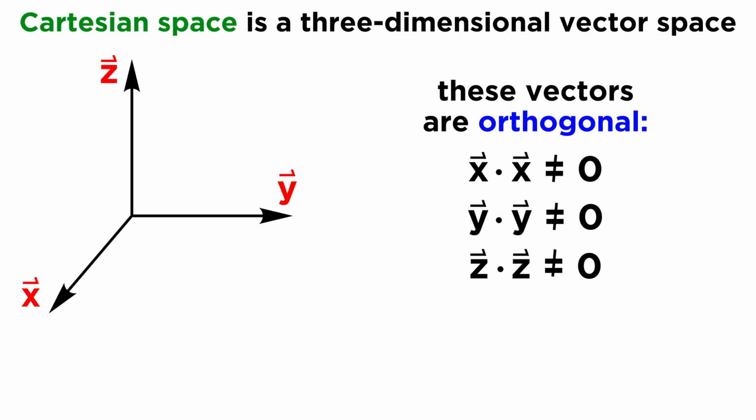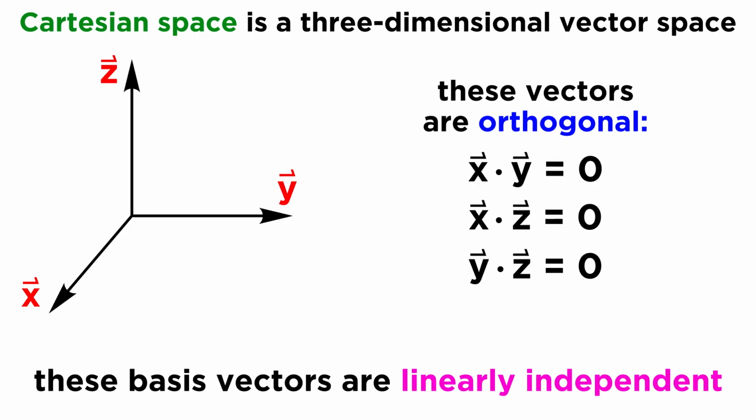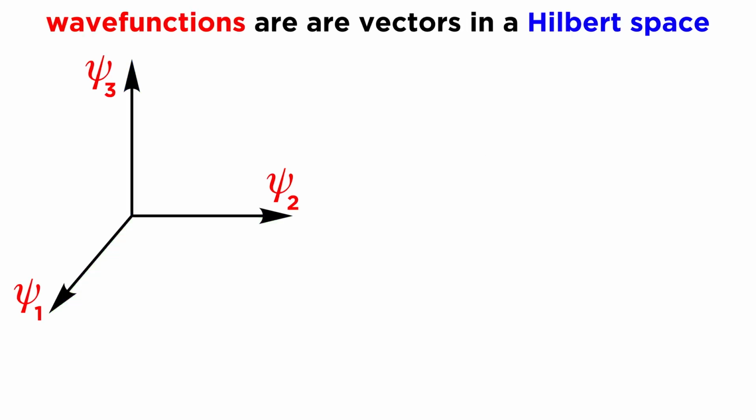But the dot product of x and x is not 0, nor is it for y and y, or z and z. These basis vectors are linearly independent, so we can't write any of them in terms of the others, since no combination of x and y can give us the z vector, and so forth. Now back to wave functions. Each wave function is a vector in a Hilbert space, just like x, y, or z are vectors in your everyday Cartesian space. Everything we just said about x, y, and z can be applied to the set of wave functions that comprise that Hilbert space.